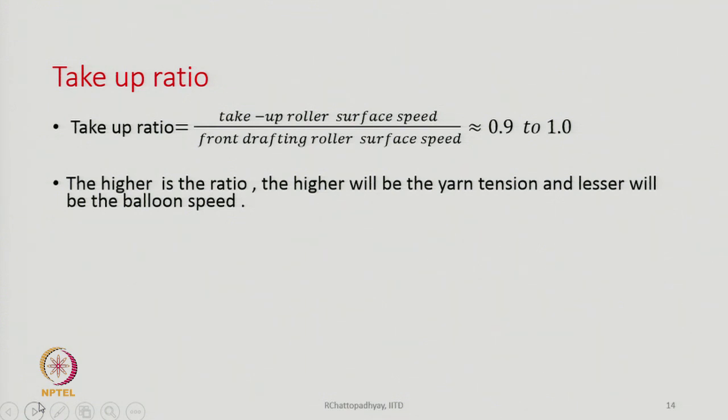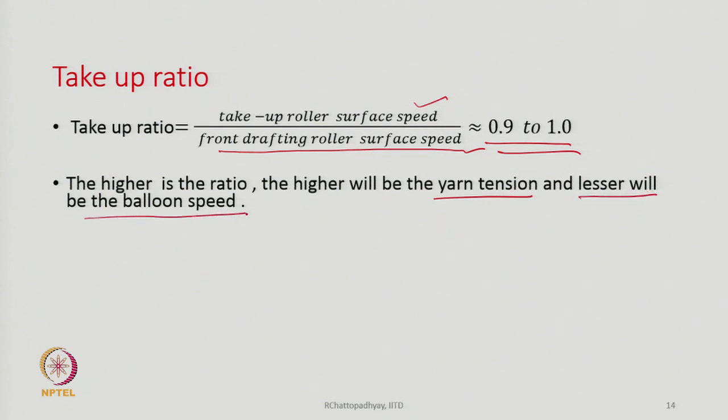The next important parameter is take up ratio. Sometimes it is also called feed ratio. Take up ratio is take up roller surface speed divided by front drafting roller surface speed, and this ratio lies in the range 0.9 to 1.0. The higher the ratio, the higher will be the yarn tension, and lesser will be the balloon speed. If the yarn is very tight, then the speed of the balloon is going to reduce. The size of the balloon also is going to reduce, because the yarn is under tension.